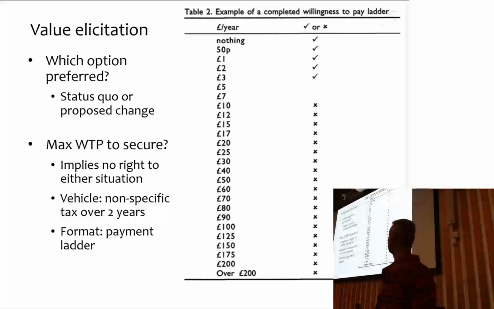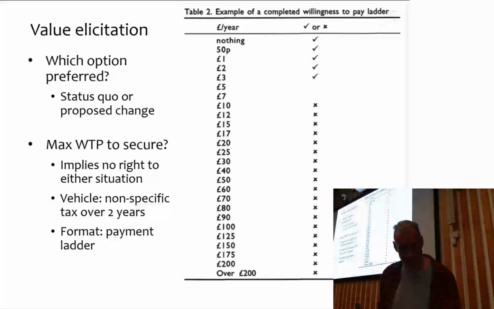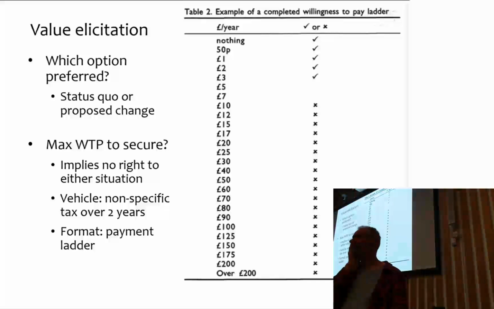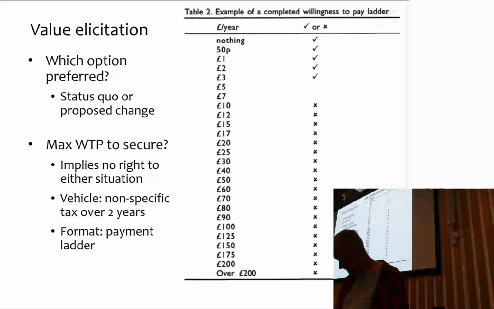And then the payment ladder is, yes, I am prepared to pay £2 per year, but no, I'm not prepared to pay £5. And then in this particular example, they left out 5 and 7 as indifferent, right? So it gives you an idea of their willingness to pay. It was paid through a tax, and it was a payment of £3 2 years in a row, right? That is how they did this.